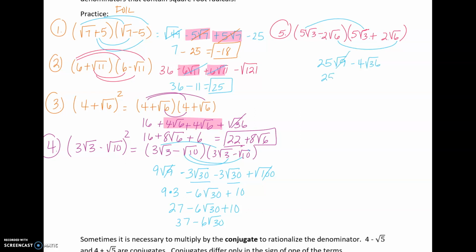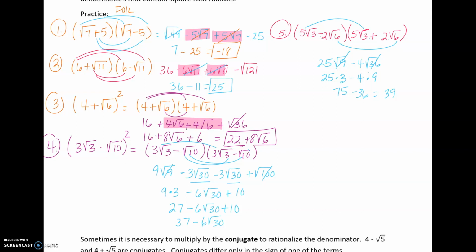9 is a perfect square. It is 3. And 36 is a perfect square, and it is 9. So 25 times 3 is 75, and 4 times 9 is 36. And when I subtract those, what do I get? 39. 39 for my answer there.